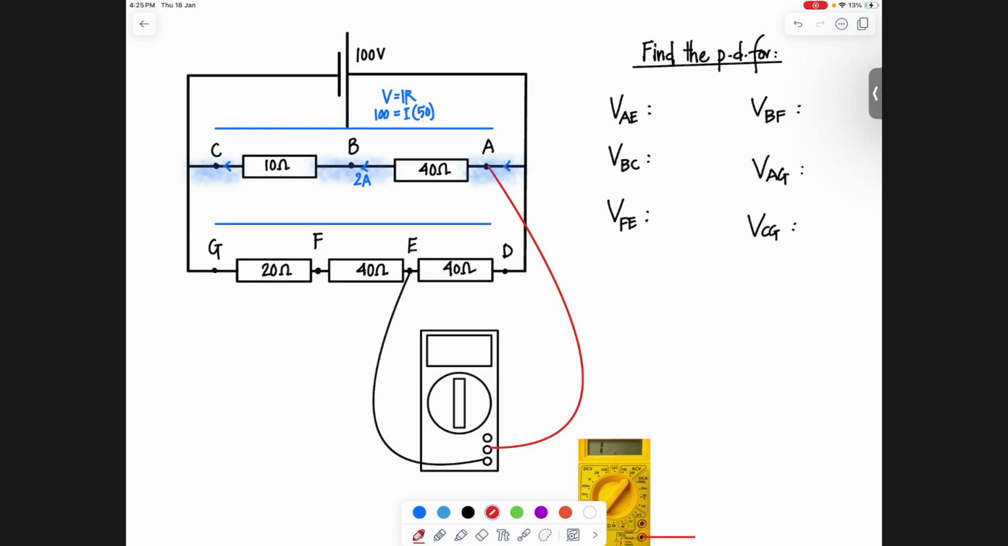এখন আমরা নিচের ব্রাঞ্চটা বের করব. নিচের ব্রাঞ্চে হচ্ছে again V equals to IR. The voltage is 100 volts. The current is unknown. The resistance of the lower branch is how much? 100. So how much is the current here? 1 ampere. So the current is 1 ampere at the lower branch. Do you understand? Okay, right.